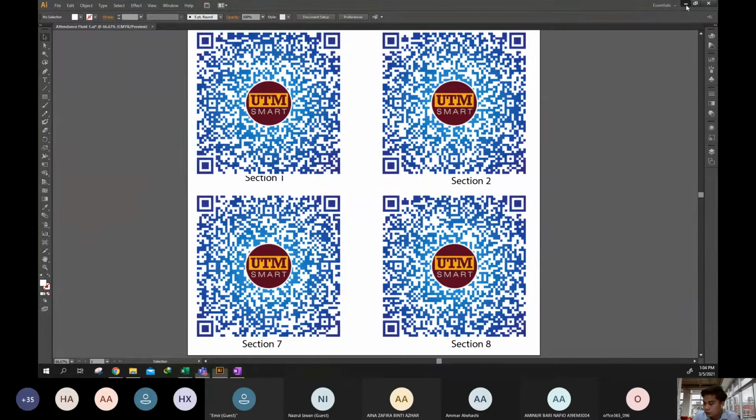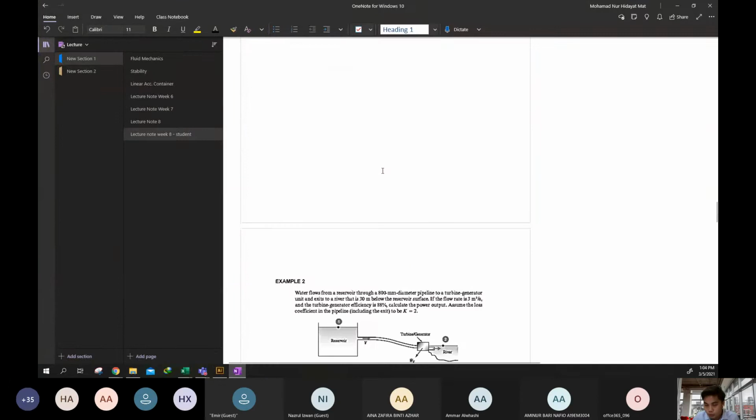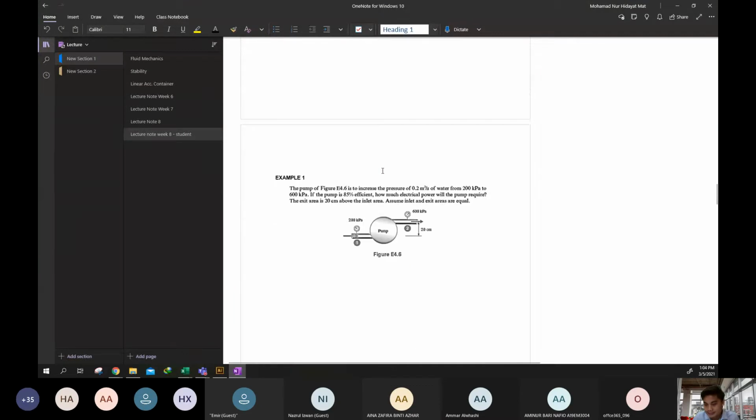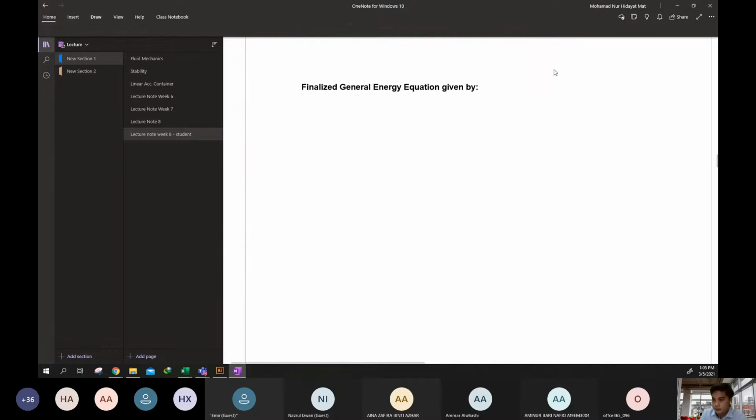Okay, so in the last class, we learned about the energy equation: how to derive the energy equation from the system to the control volume by using the Reynolds transport theorem. Inside the Reynolds transport theorem, we have two categories, which are control volume and control system. Do you still remember the final version of the energy equation? This is a very important part.